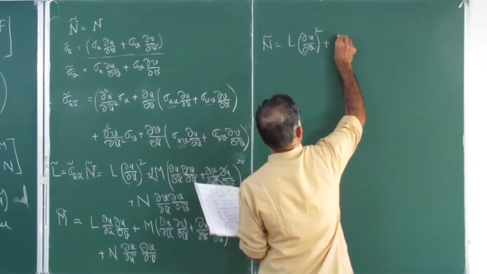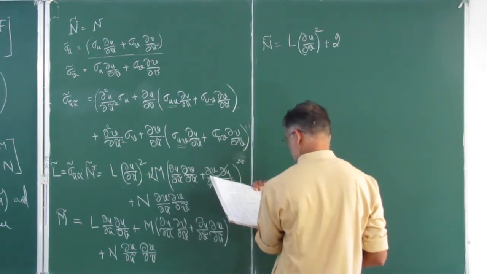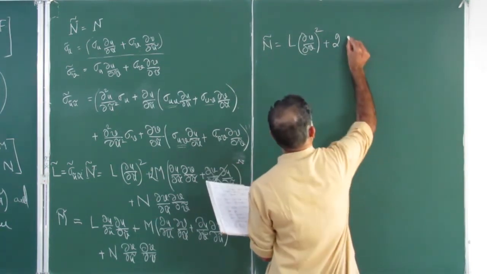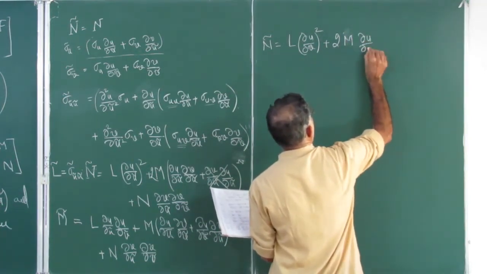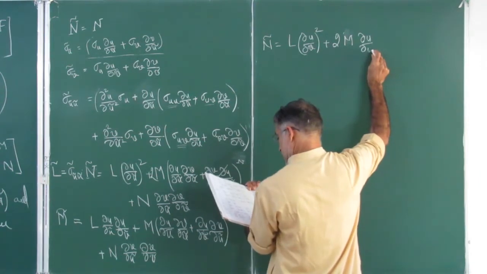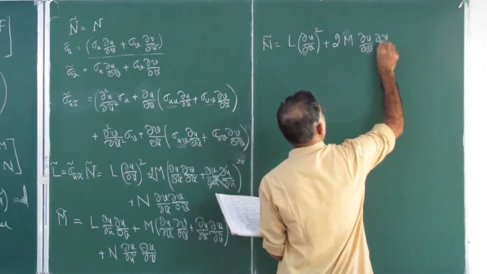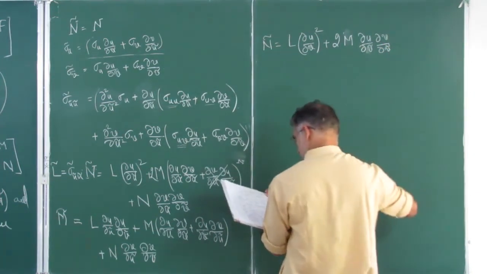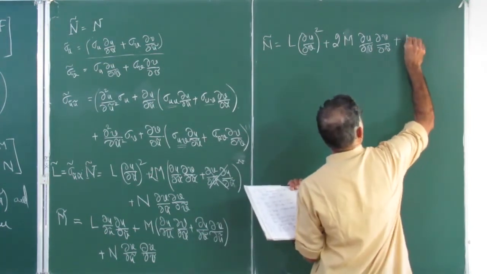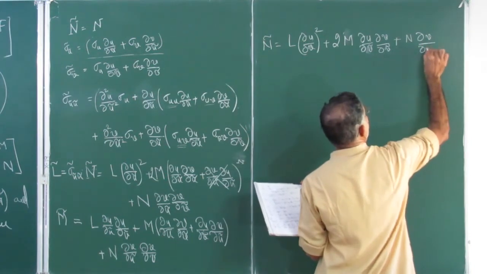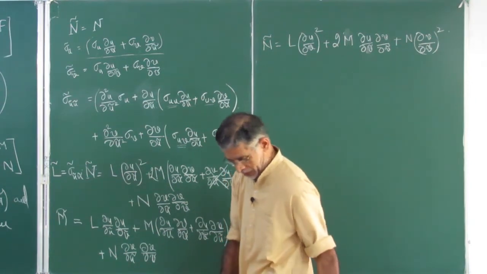Okay, because here it's more simplified and written as 2m, so du by dv tilde, 2m du by du tilde, du by dv tilde dv by dv tilde plus the last term n dv by dv tilde whole square. So this is your expression.